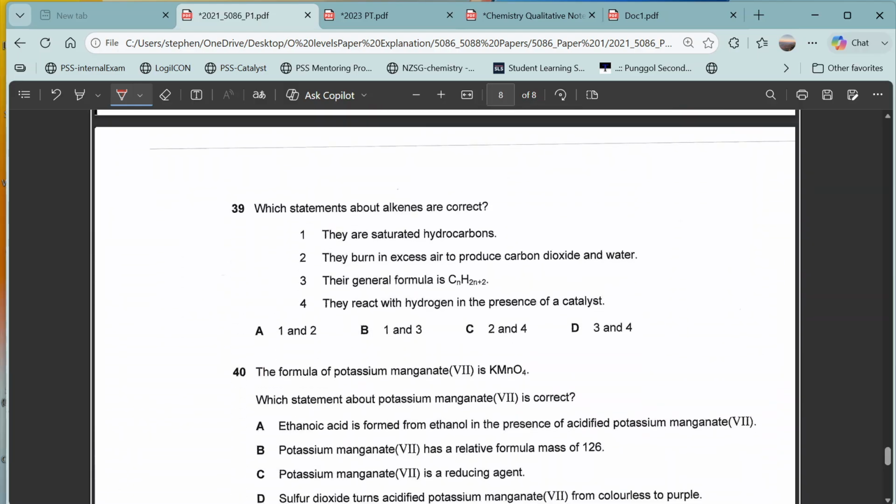39, statements about alkanes. Alkenes. Alkanes, what's the formula? CnH2n, right? Are they saturated? Nope, they are unsaturated. Do they have this formula? Don't have. Okay, the rest is just simple deduction, right?